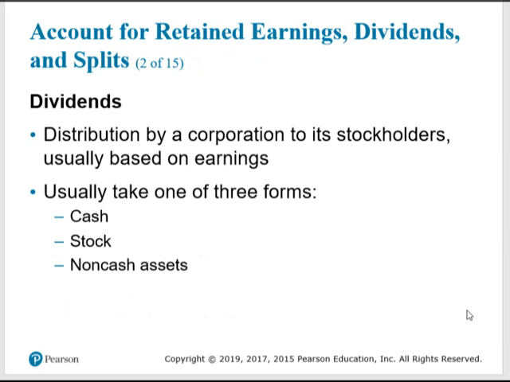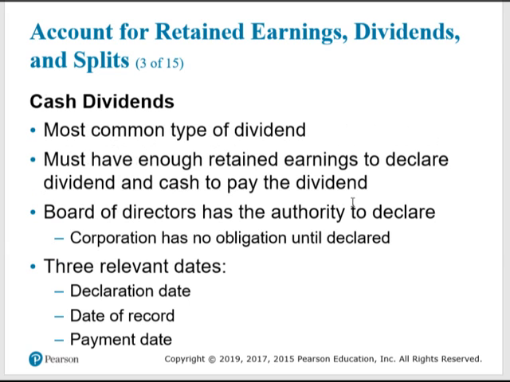Dividends are one of the reasons most people buy stock in a corporation. They can take three forms. The most common is cash, but can also be stock or other assets. Let's take a closer look at cash dividends. For a company to pay cash dividends, they have to have enough money to pay it, obviously, and enough retained earnings to even talk about it, declare it.